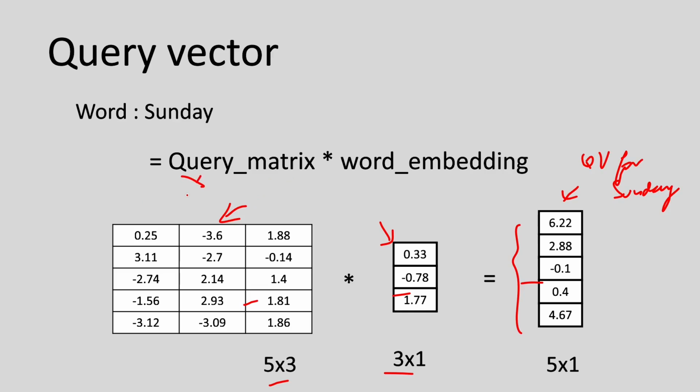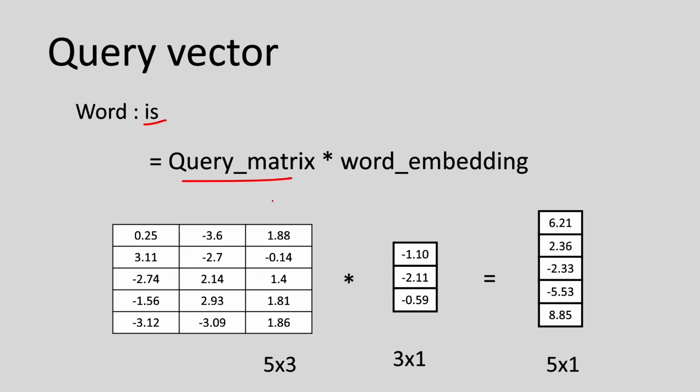The query matrix does not change in one particular iteration. In one particular epoch it does not change. Only when you do backpropagation it changes, but not now. So we'll take the same query matrix over here, but now we change the word embedding. Now you're going to use the word embedding of the word "is". When you do the multiplication, you finally get another vector. This is 5 cross 1.